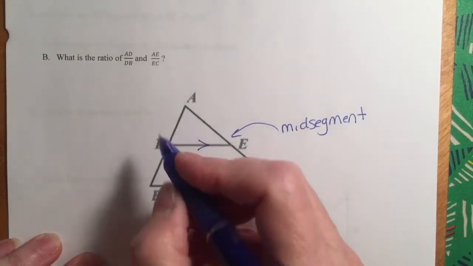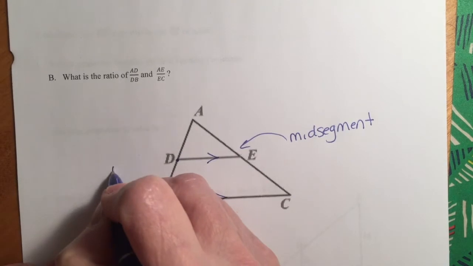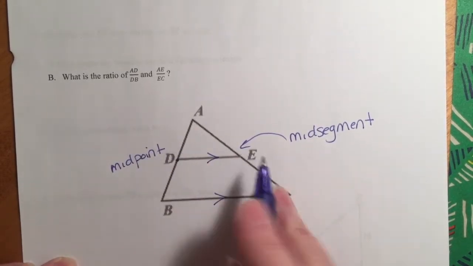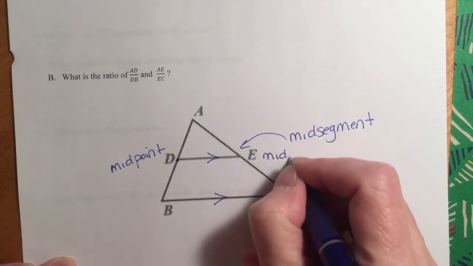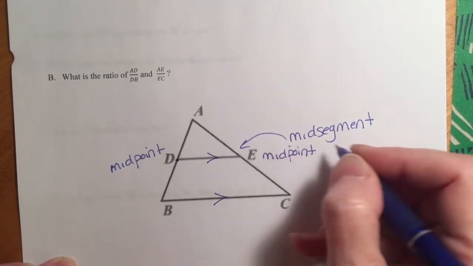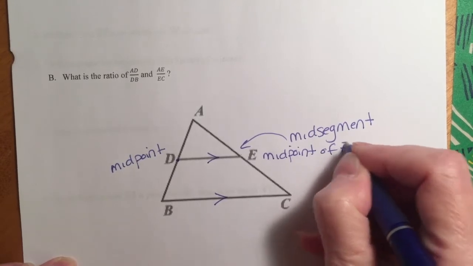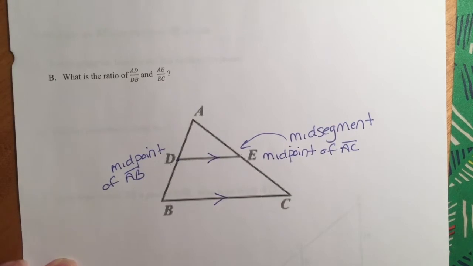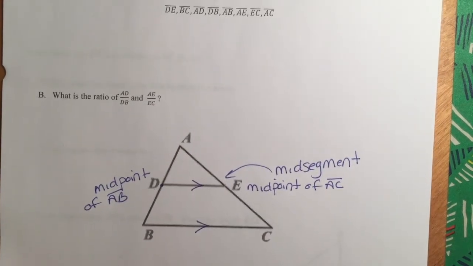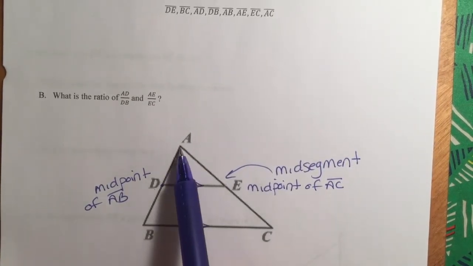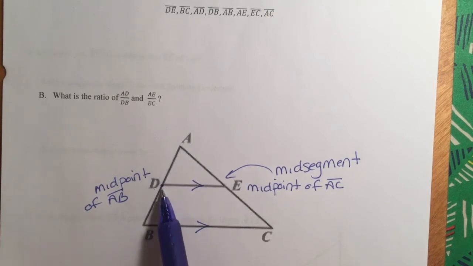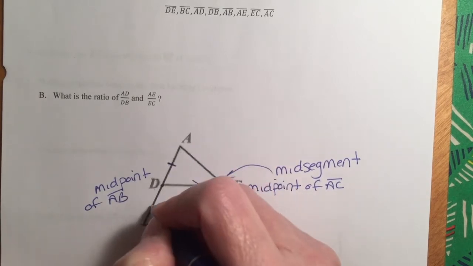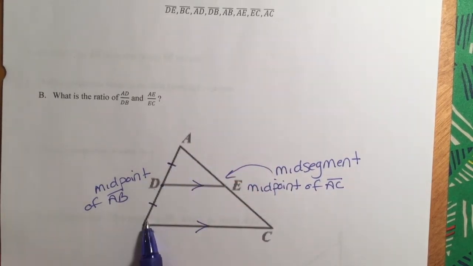That mid-segment, also D, is the midpoint. E is the midpoint of AC. D is the midpoint of AB, okay? And that means that this length AD is going to be exactly the same as DB. Okay, they're going to be congruent because they're each half of the total length.